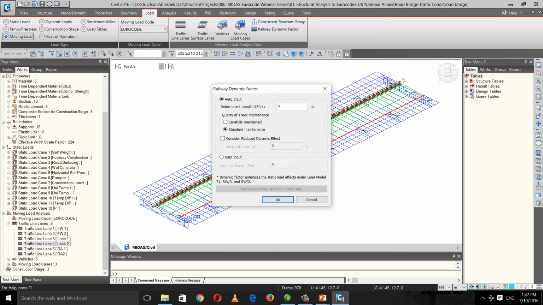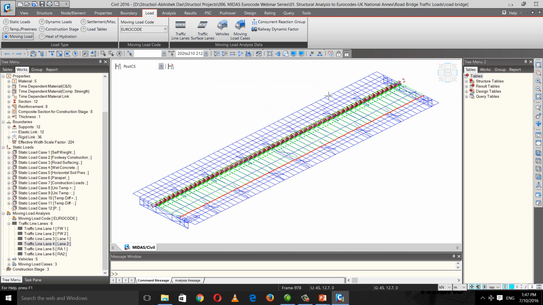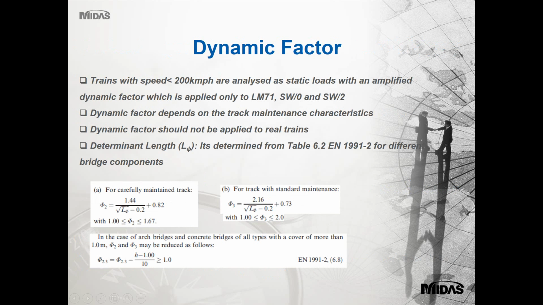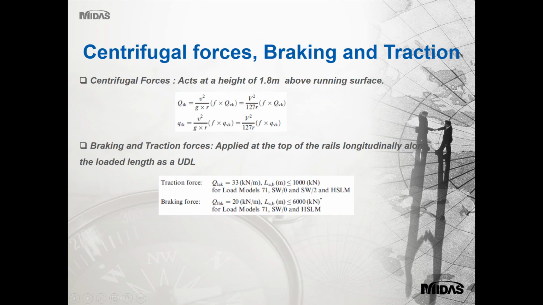Okay, so our longitudinal girder will have a different determinant length for calculating the dynamic load factor, and so does the cross girder, which has a different length. When you apply the railway dynamic factor, the software comes with a feature where you can individually select an element and assign the dynamic factor based on the code. There are some functions given in the code for different types of tracks and different types of bridges. These are used to calculate the dynamic load factor and apply it on the structure.